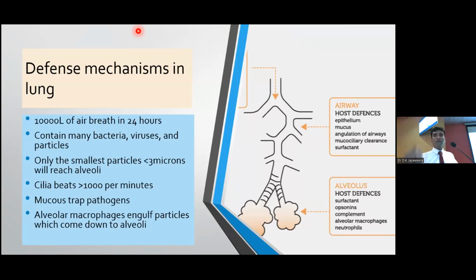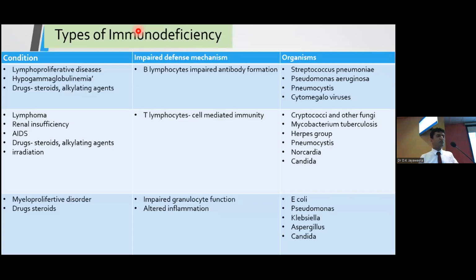But only the very, very small particles will reach the alveolar level. Once they reach the alveolar level, they are also engulfed by the alveolar macrophages. So this is a very efficient system to prevent infections. There are several types of immunodeficiencies. One category is B lymphocyte deficiency.